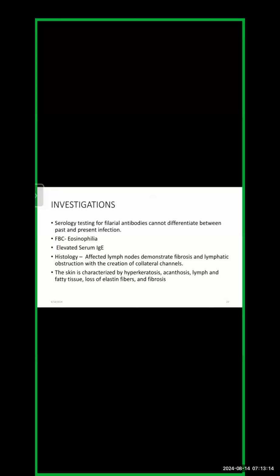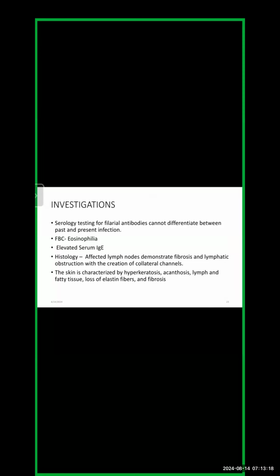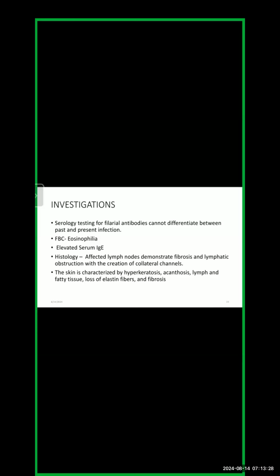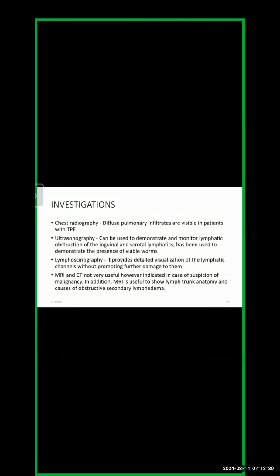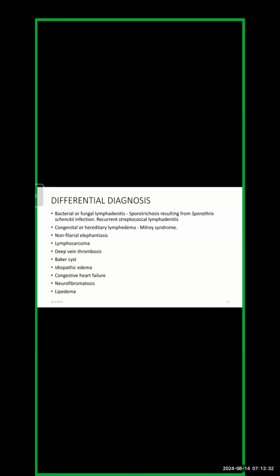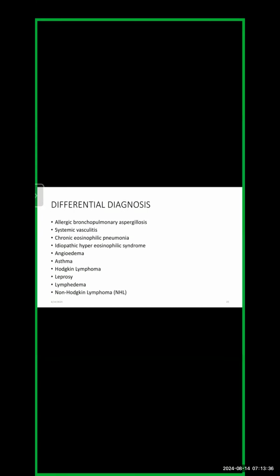Then other investigations include serology and full blood counts, which will show eosinophilia and elevated serum IgE, and histology, which will demonstrate the fibrosis and lymphatic obstruction of the blood channels, hyperkeratosis, acanthosis, and lymphatic tissue. So the differential diagnoses are a lot, as you can see here, but because of want of time, I might go over this.